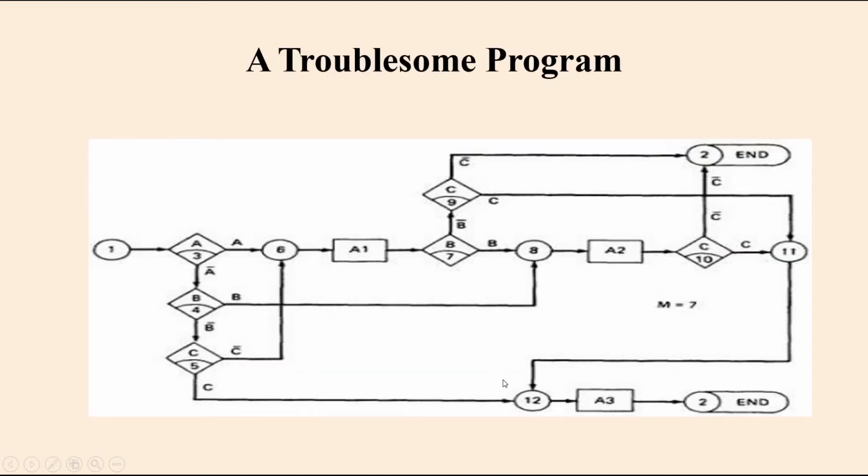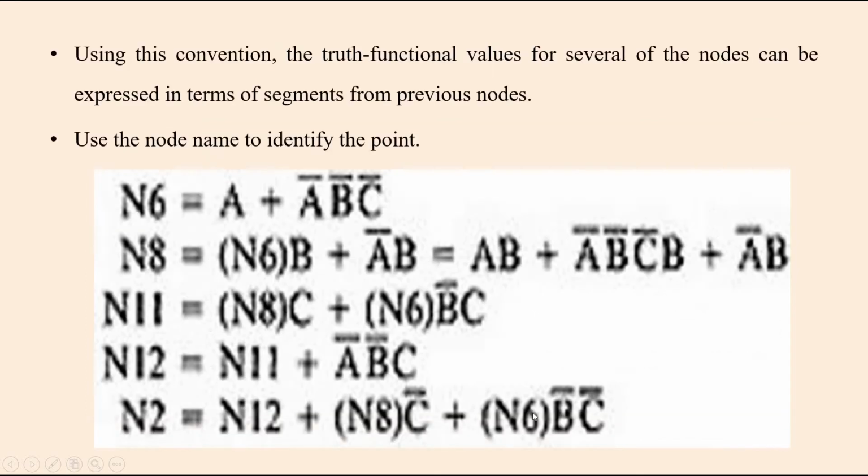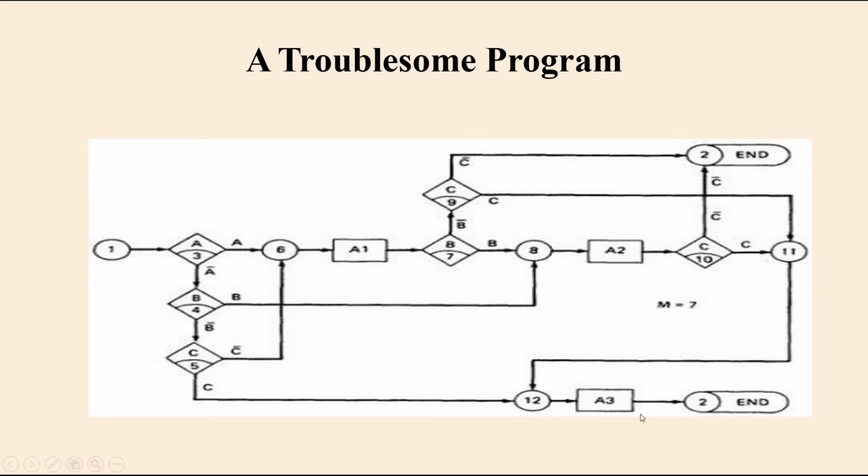This is node 12. So how can node 12 be represented? Node 12 is, sorry, node 2. Node 2 can be represented. Node 2 is conjuncted with N12.